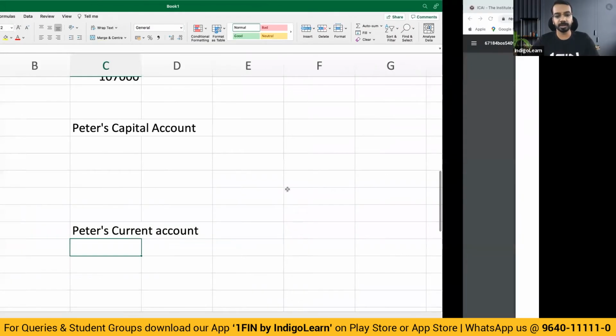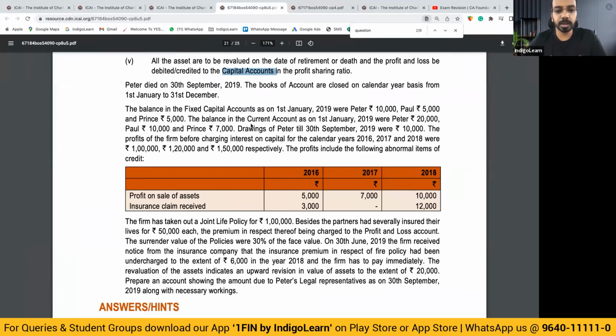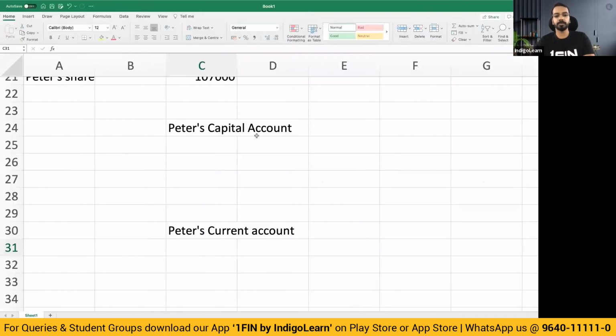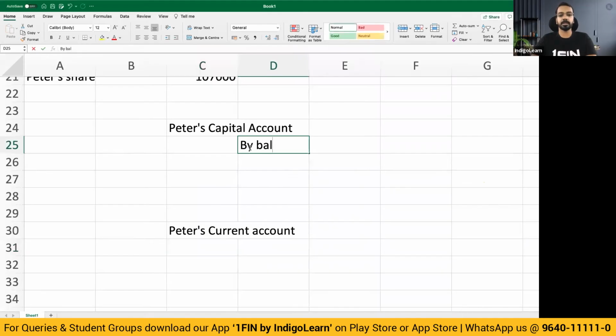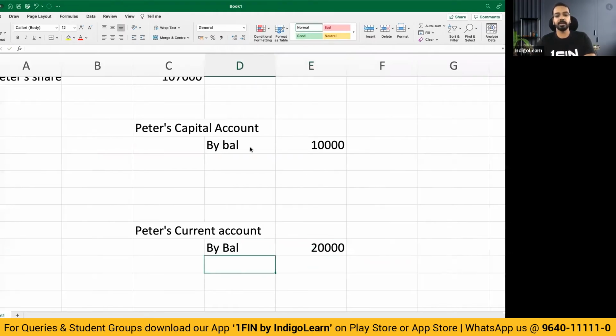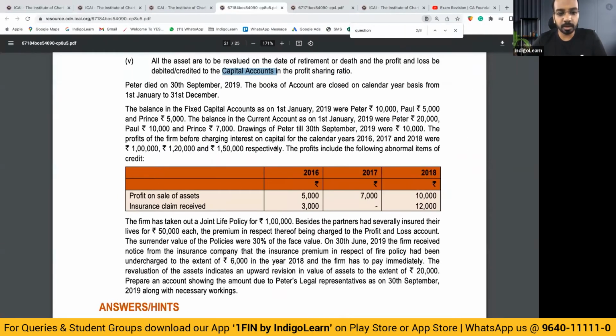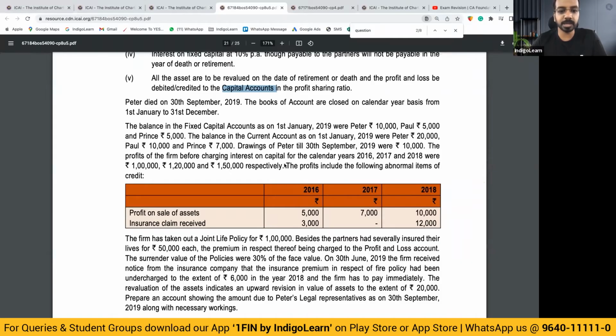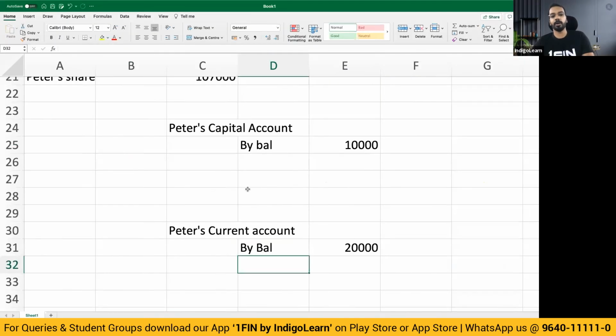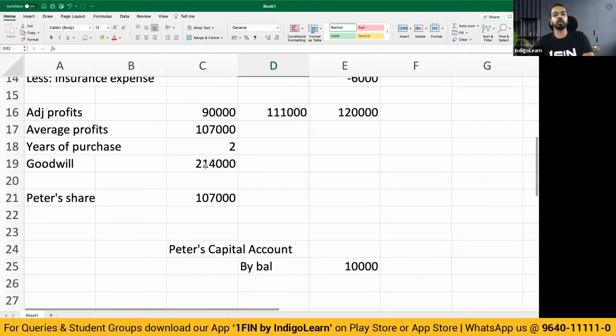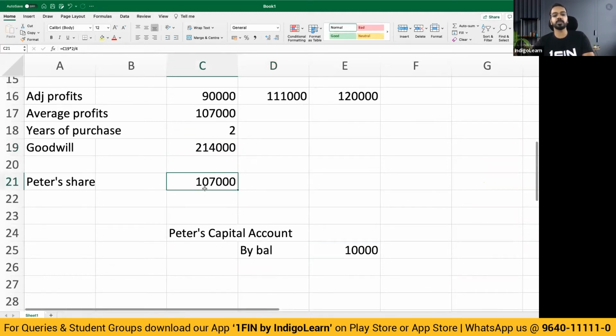Peter's capital account and Peter's current account. So here the capital account of Peter is 10,000 and the current account of Peter is 20,000. So by balance 10,000, by balance 20,000, right? Then is there any other balance given here which has to be transferred? Nothing has been mentioned here. So we will go one by one. We have to give the treatment of goodwill. Goodwill, Peter's share is 1,07,000.